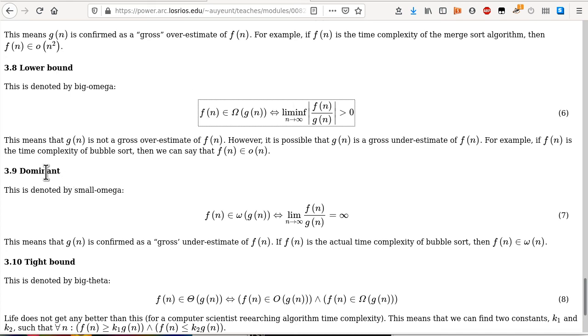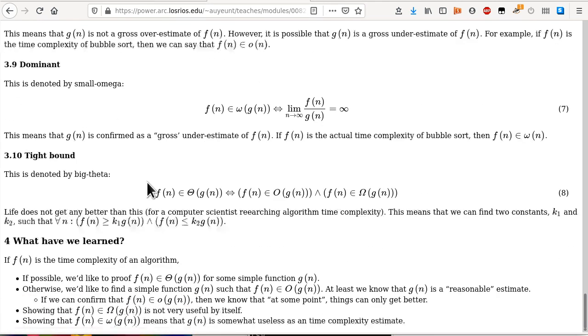So I'm going to skip the definition of dominant and skip all the way to tight bound. So tight bound is what we really, really want. It is in the form of big theta. So if g of n is both an upper bound and a lower bound of f of n, then g of n is now known as the tight bound of f of n.